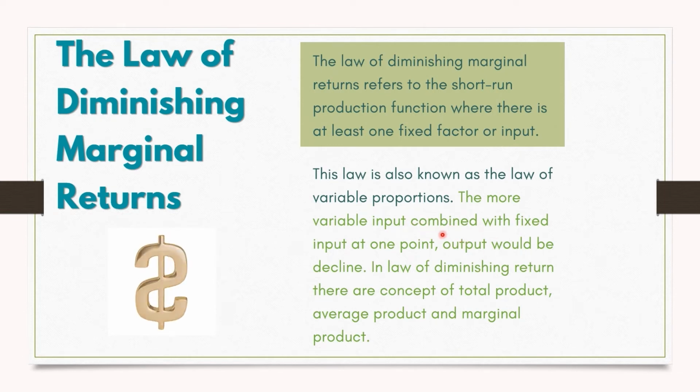So from this example, there is a certain level of toleration. So we can conclude that output will decline means there is a certain point where, as variable inputs increase, the output does not increase, because the fixed input does not increase. That is what output would decline means. Okay?